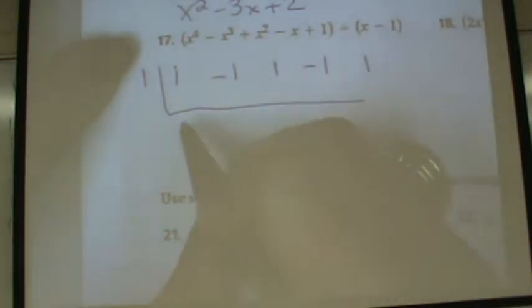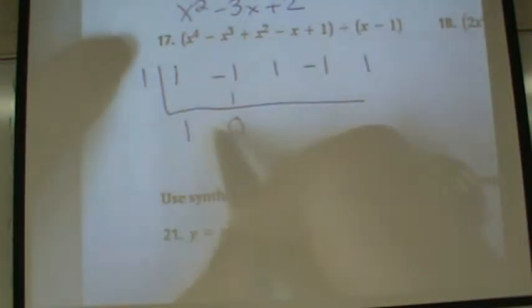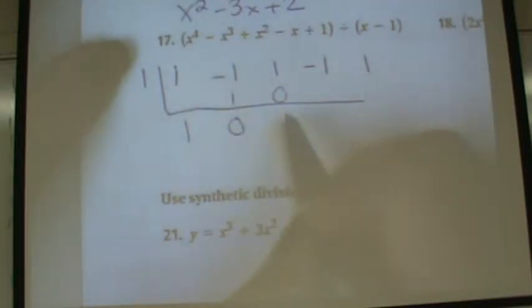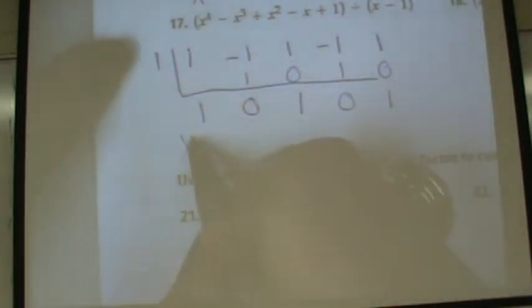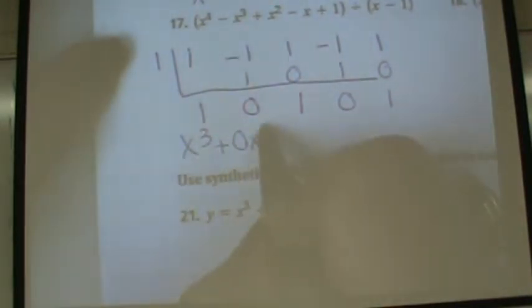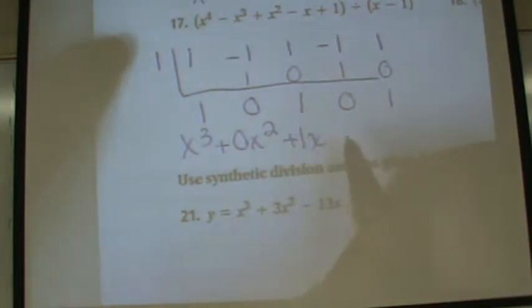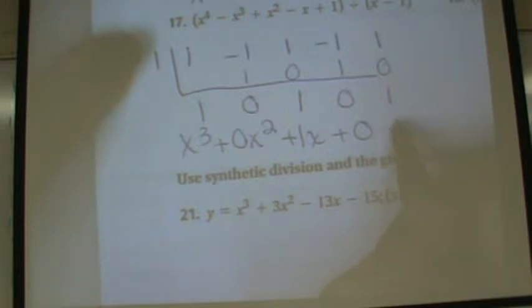Bring down the 1. 1 times 1 is 1. Add, multiply, add, multiply, add, and multiply, and you get a 1. So this answer is 1x cubed plus 0x squared plus 1x plus 0 and a remainder of 1 over x minus 1.